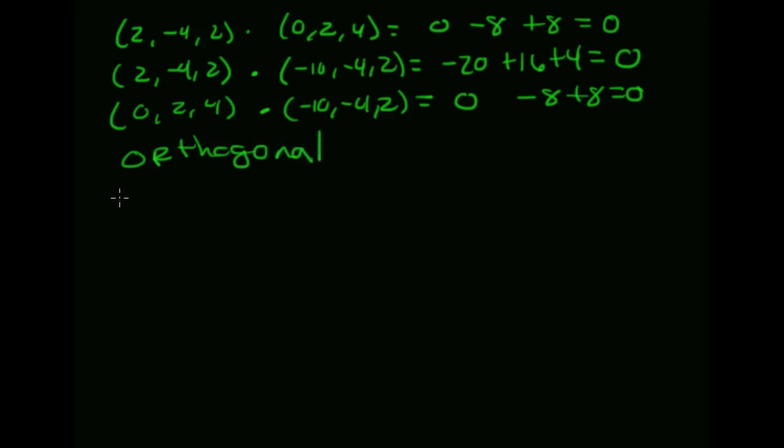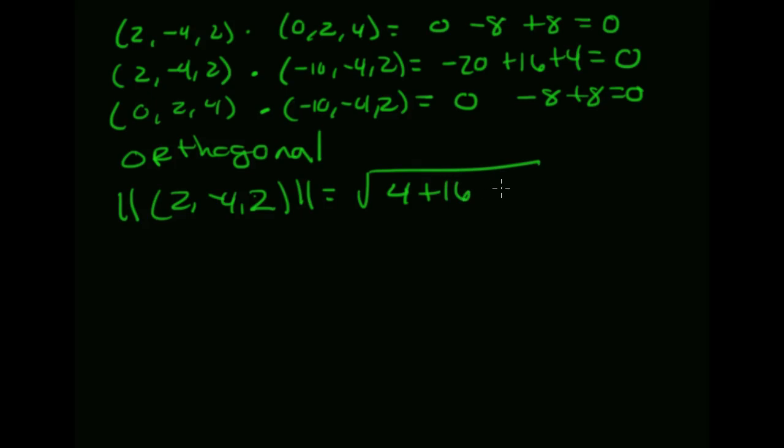Orthonormal is going to blow up really fast. If we take the magnitude of 2, -4, 2 with the standard dot product, we're going to get the square root of 4 plus 16 plus 4, which is the square root of 24, which is not 1. So we are not orthonormal.